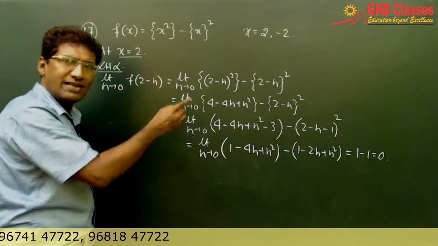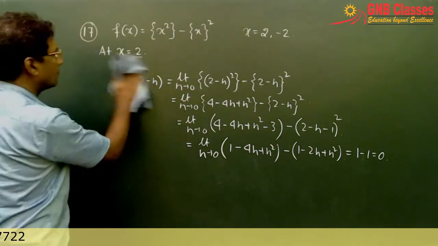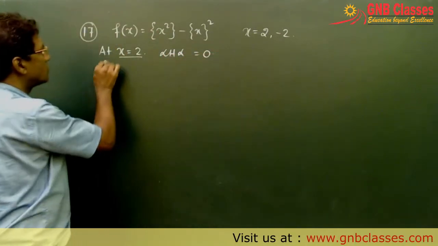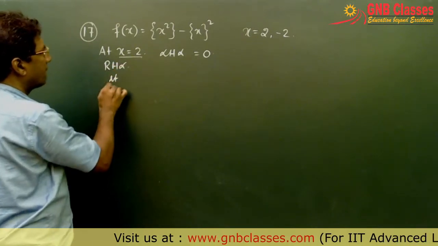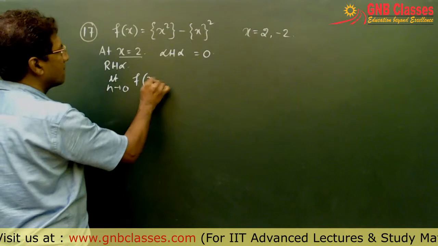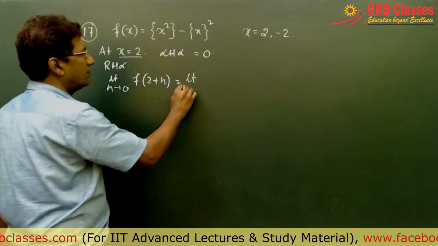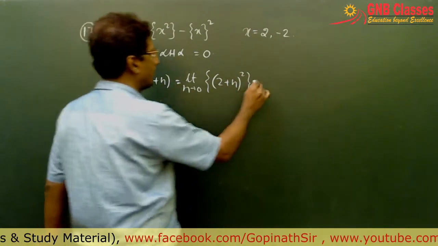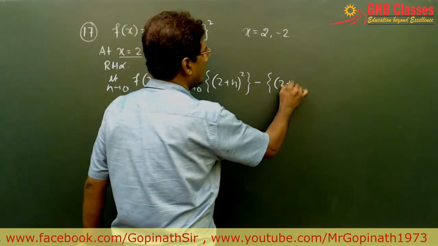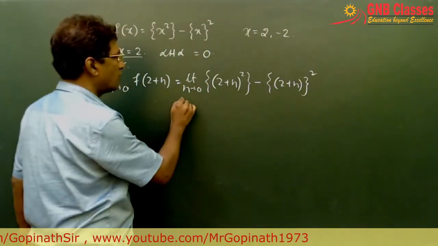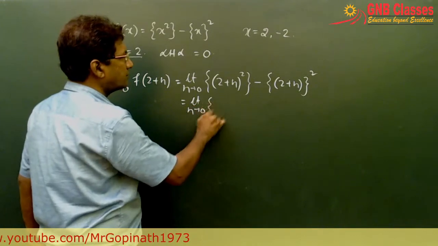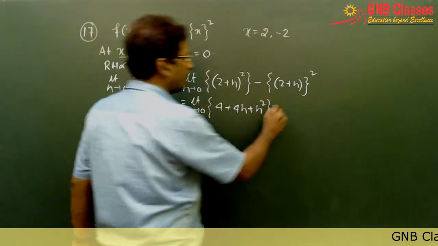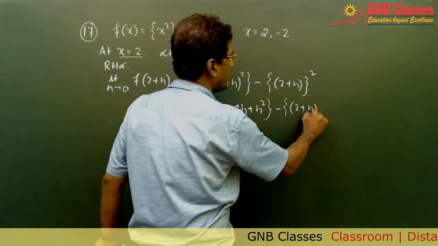Now let us check the right hand limit at the point x equals 2. We got the left hand limit at x equals 2 is 0. So for the right hand limit, limit h approaches 0, 2 plus h whole square minus (2 plus h) whole square. So what are we getting? This is basically 4 plus 4h plus h square. This is (2 plus h) whole square.